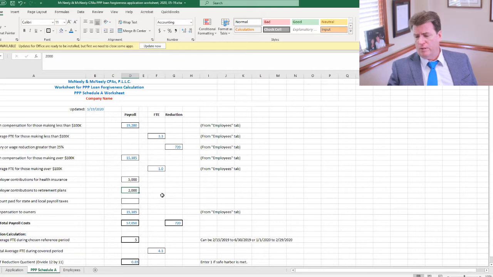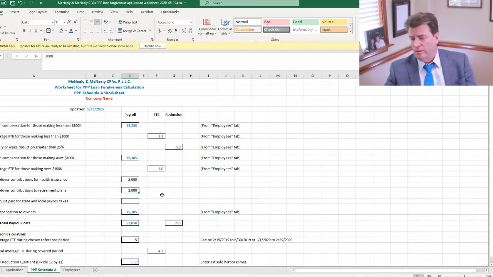So if you were taking out a $50,000 salary and then you were taking out $10,000 in distributions, I think it's very defensible to take those 10,000 distributions and suddenly put them all in salary during this 8-week period, because that's what you were accustomed to taking out.